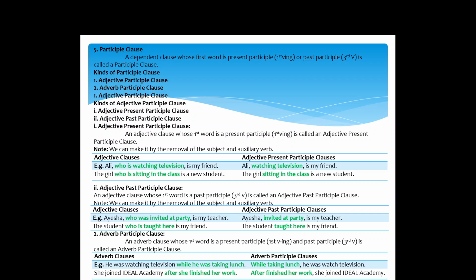An adjective clause whose first word is a present participle, first form of verb with ing, is called an adjective present participle clause.